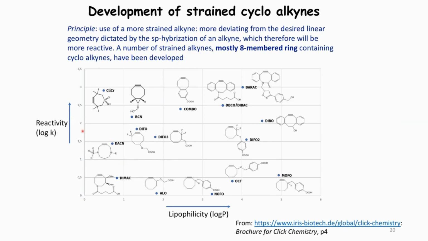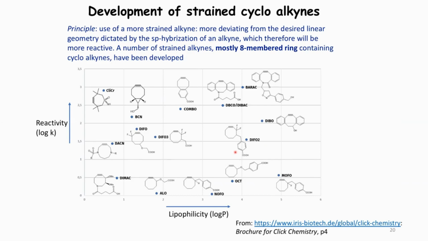There's just one 9-membered ring. It's important to realize on this nice graph that the reactivity is logarithmic. So 3 and 2 means that there is a 10-fold difference in reactivity. And with the lipophilicity, the same is true. 4 and 5 here, there is a 10-fold difference in lipophilicity. So although it's a nice representation, one has to look at the reactivity. And it actually means that some compounds are very low in reactivity and some are really a lot better.